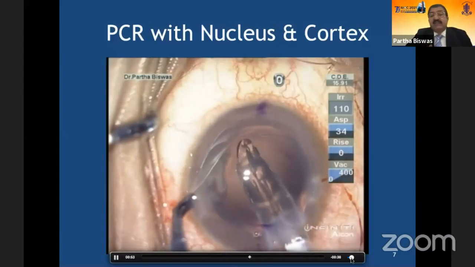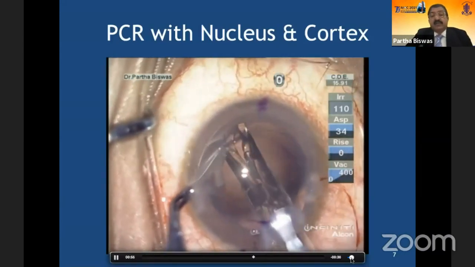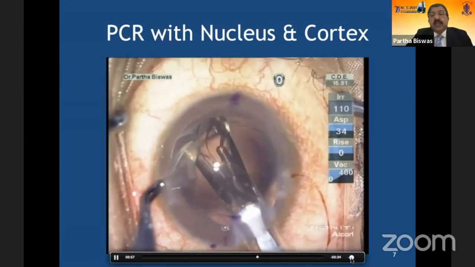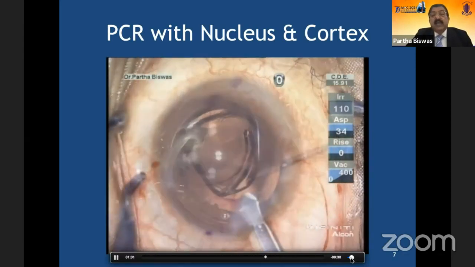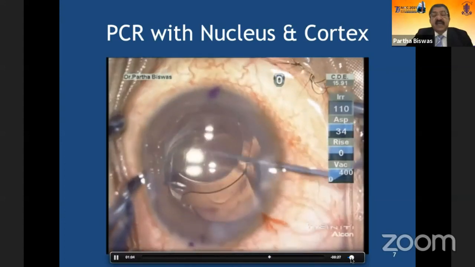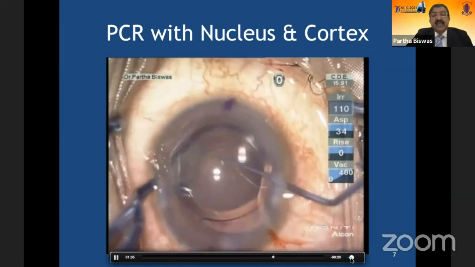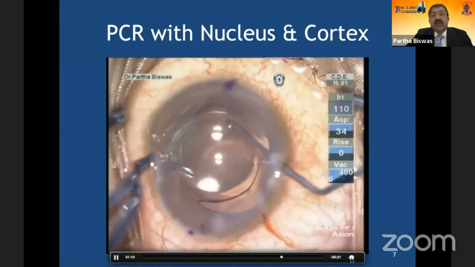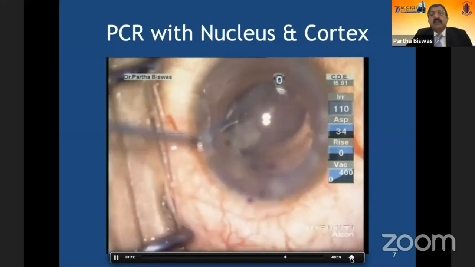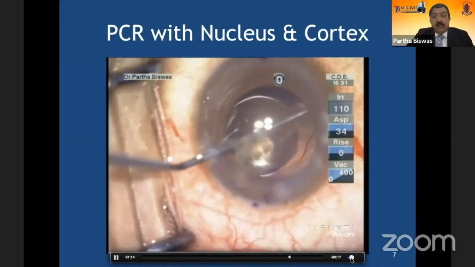And you can see I've left behind a little part of the nucleus. So I first wanted to put in the lens, and because this is a very stable capsular bag with a posterior capsular rhexis done, I wanted it to stabilize well inside the eye and then remove that part of the nucleus that is there. So a little bit of a scaffolding technique.